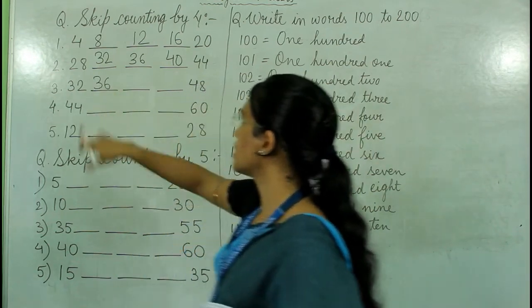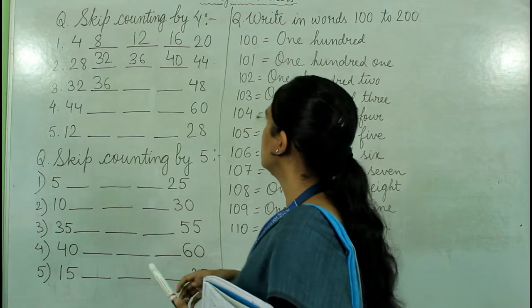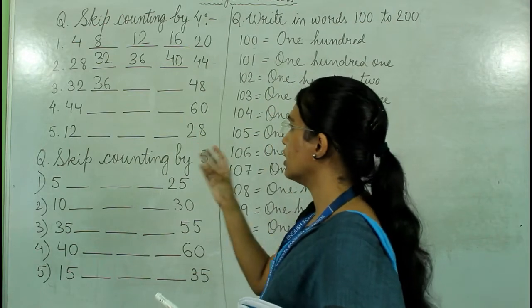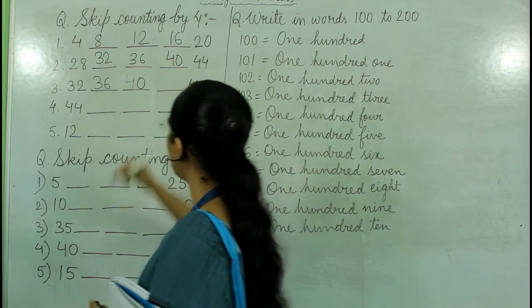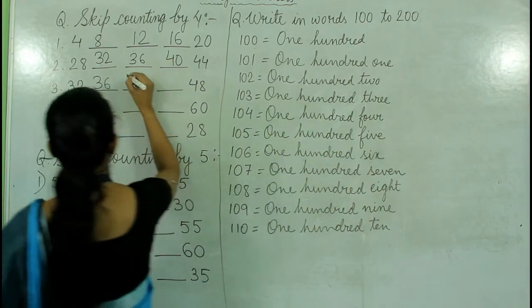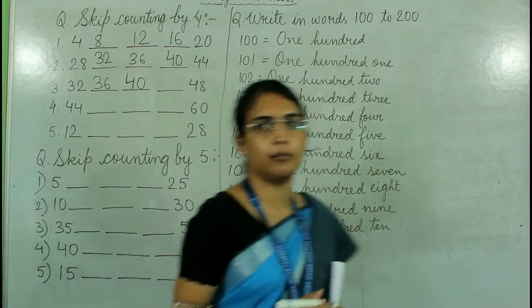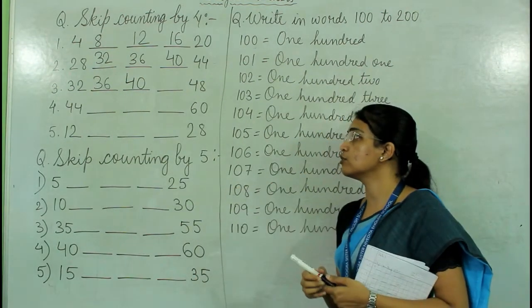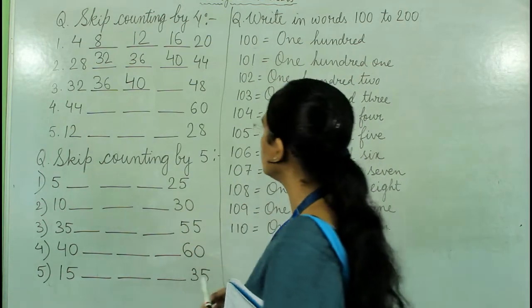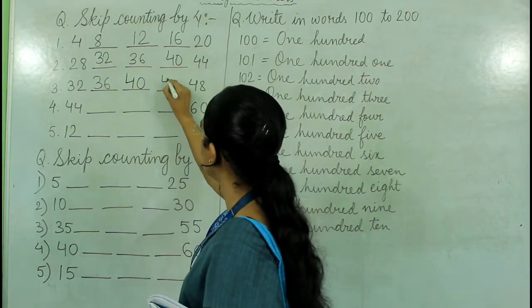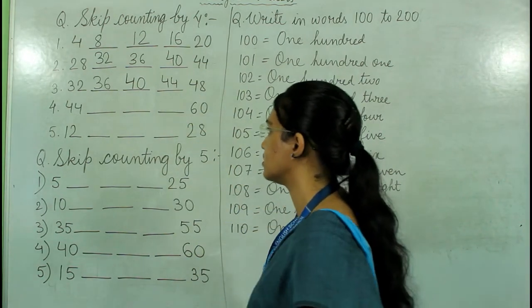Then from 36 again we have to skip another 4 numbers. Then we will reach where? 37, 38, 39, 40. So from 40 again you have to skip the numbers. How many numbers? 4 numbers. So from 40 if you skip 4 numbers, then what will be the answer? 41, 42, 43, 44. So from 44 if you skip another 4 numbers, you will get 48.